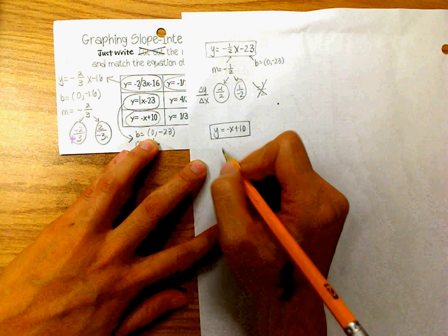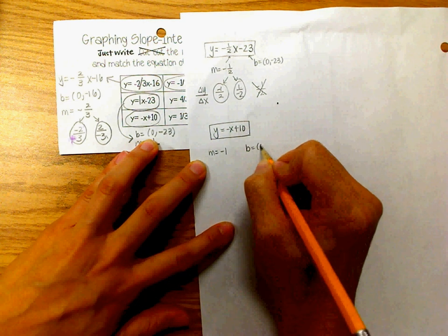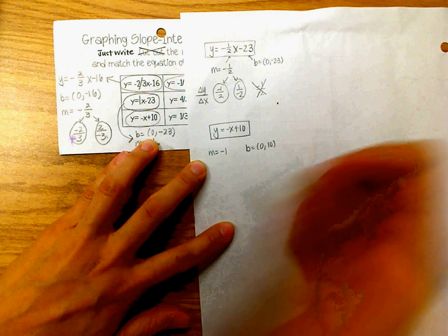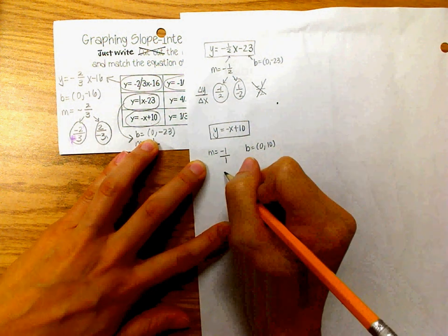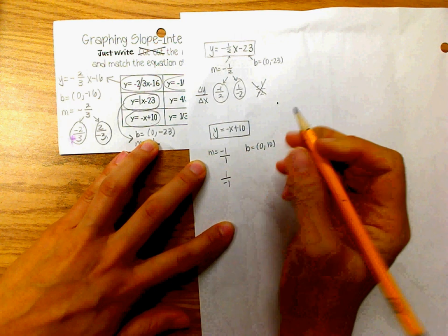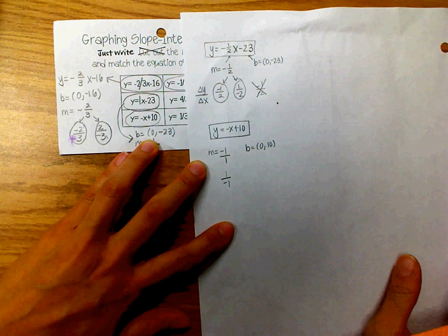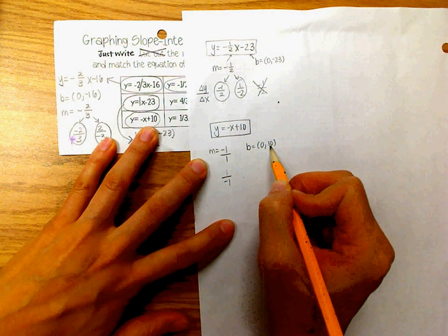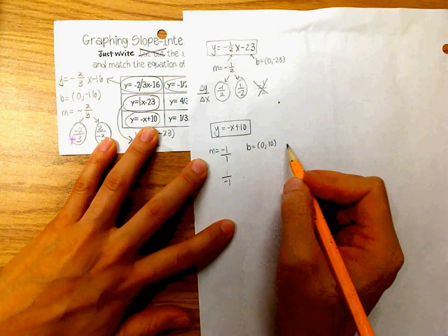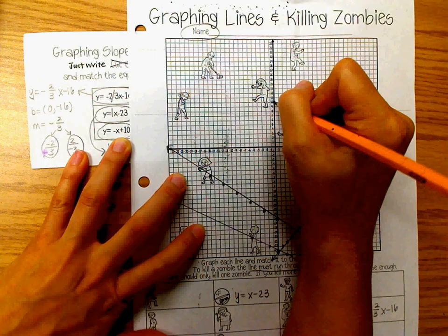So what is the slope of this line? It's negative 1. And what is the y-intercept? It's 0 comma 10. But you can take that negative 1 and put it over a positive 1, or you change it to a positive 1 over a negative 1. Either of these is going to give you the same slope. So we need to plot our y-intercept, which is at 0 comma 10. Remember, y-intercepts are on the y-axis, hence the name y-intercept. So let's go to 0 comma 10. And there's my point right there.